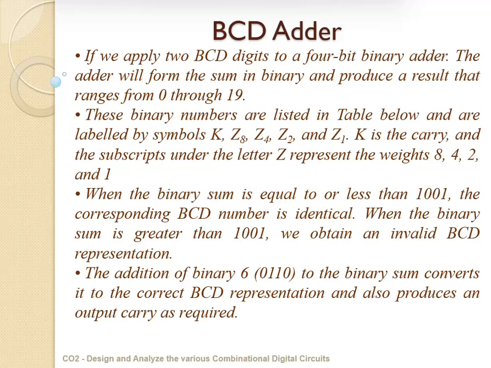For example, if it is 10, then 1 should be represented by 4 bits and 0 should be represented by 4 bits. In this circuit, we are going to design a BCD adder which can act as a binary adder as well as a BCD adder. To differentiate the binary number from the BCD number: by adding a 6, that is 0110, to a binary value, it converts it to the correct BCD representation.